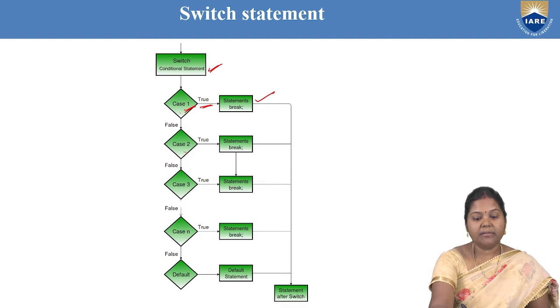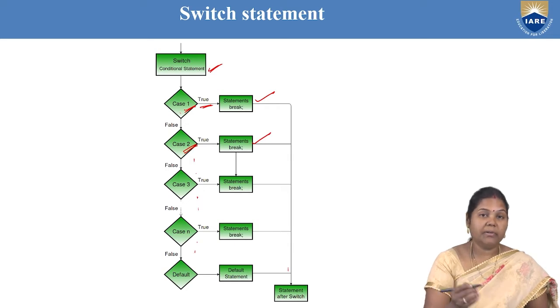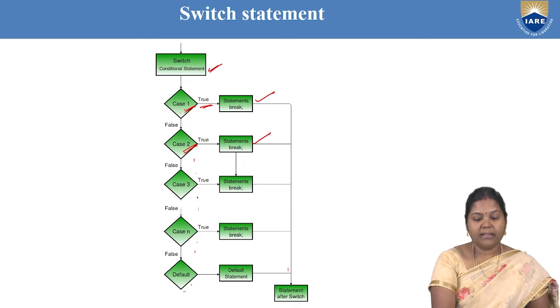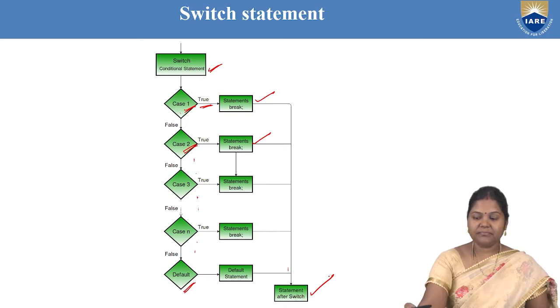If it is false, then it will try to match with case 2. If it is true, then the statements under case 2 will be executed, then it will come out. In a similar manner, it will go on checking multiple conditions. You can write n number of conditions in a switch case. If none of the cases are matching, then the default statement will be executed and then the control will come out of the switch case.